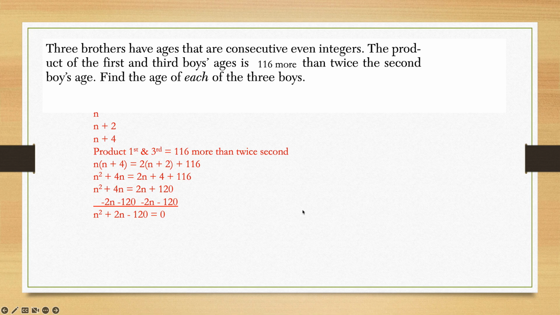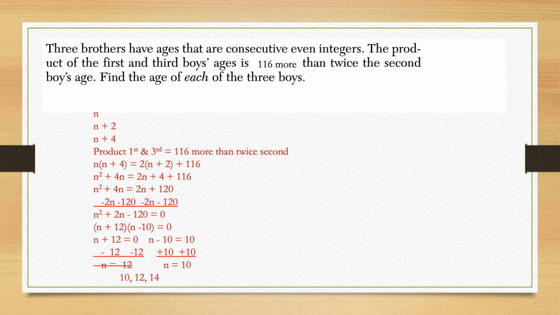Factoring that, you might get a little intimidated by the 120, but it's not bad. It's 12 and 10. Maybe it's the guy on the left, maybe it's the guy on the right. So that works out to be -12 and 10, but -12 can't possibly be an age, right? So that's an extraneous root of sorts. It doesn't fit the criteria. 10 is the correct answer. So the three brothers are 10, 12, and 14. Okay.